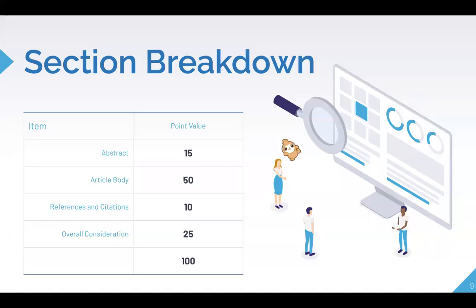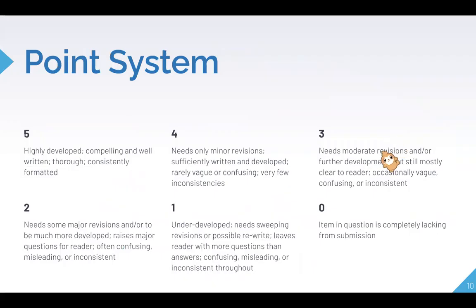And so for the section breakdown, the abstract is going to be worth 15, article body is 50, references and citations will be 10, and overall consideration will be 25. So as you can see, the biggest chunk of what we will be reviewing is the body of the article, because that's worth the most points. So that's kind of what you want to be focusing your attention on. I mean, obviously the other parts are important too, but the article body is just the bulk of what we'll be looking at. And then this is the point system.